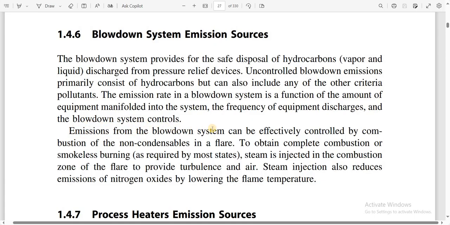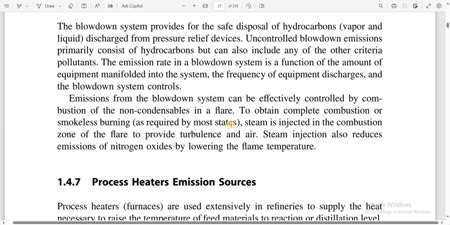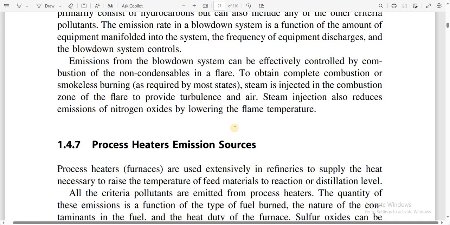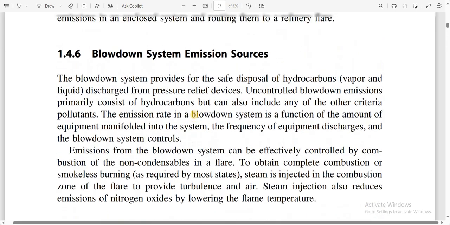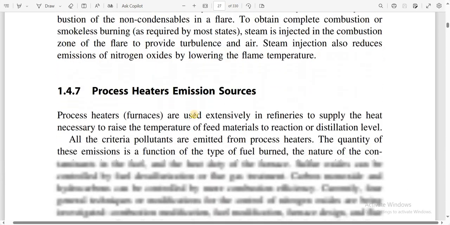Emissions from the blow down system can be effectively controlled by combustion of the non-condensables in a flare. To obtain complete combustion or smokeless burning as required by most states, steam is injected in the combustion zone of the flare to provide turbulence and air. Steam injection also reduces emission of nitrogen oxide by lowering the flame temperature. So that is how the blow down system works.